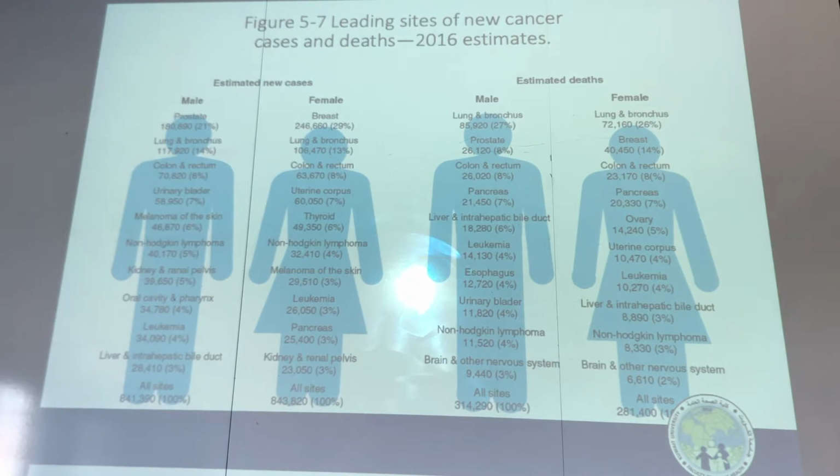And then here, for example, I am talking about deaths. There are few similarities in most of the common diseases that do not really differ between males and females, but there are a few differences in cancers between male and female. You can see they are similar in everything with the exception of breast and prostate.